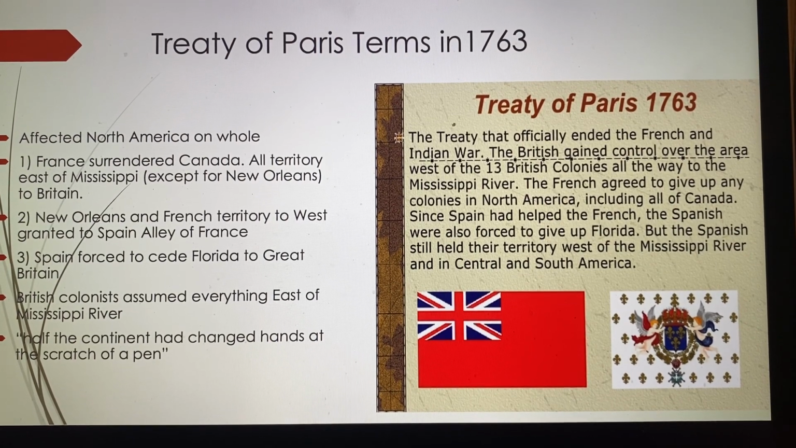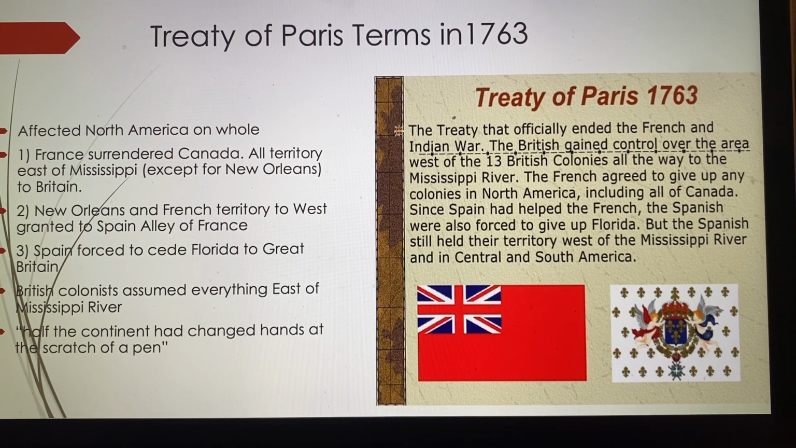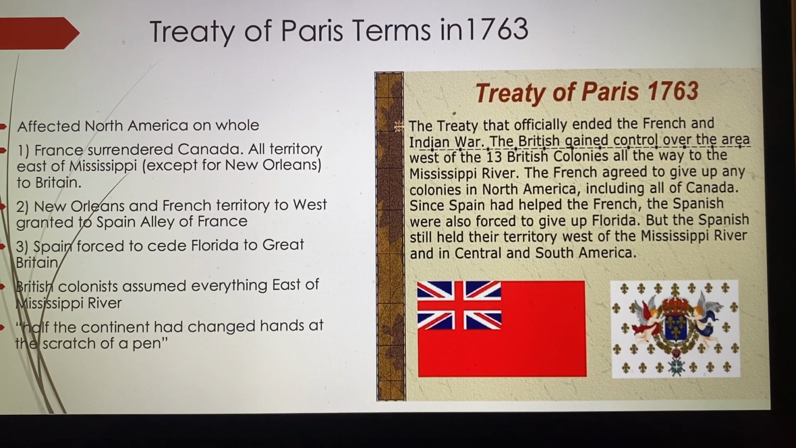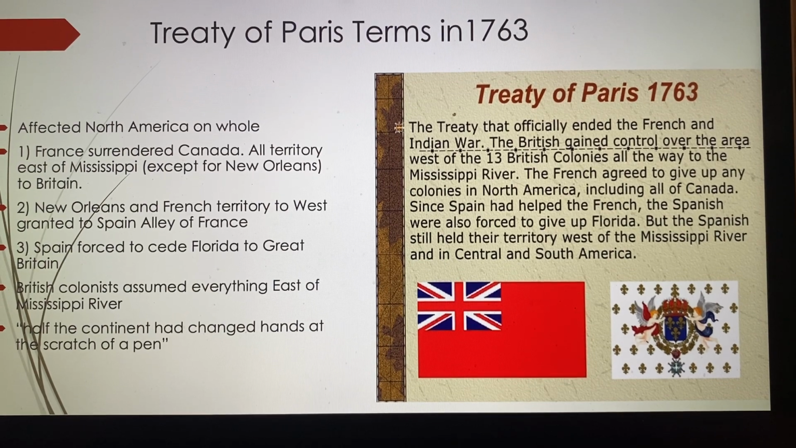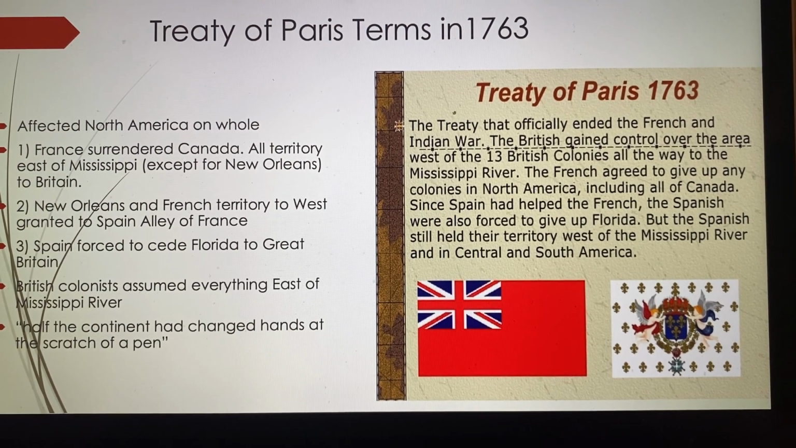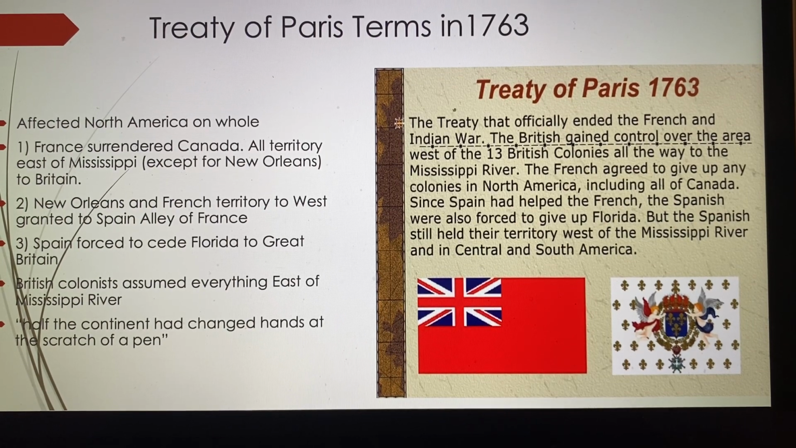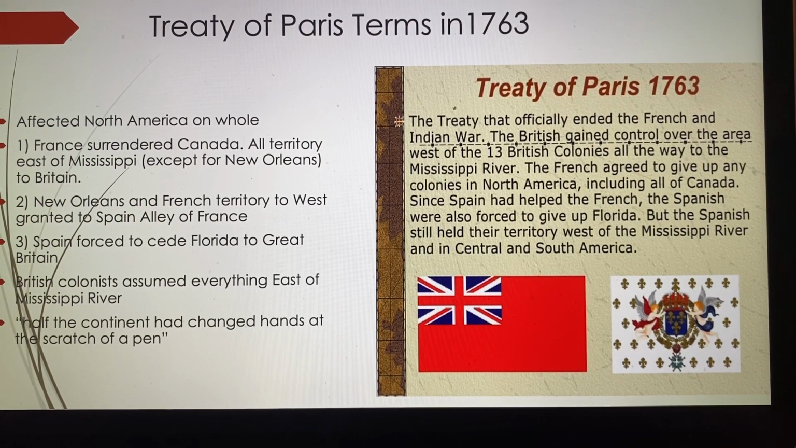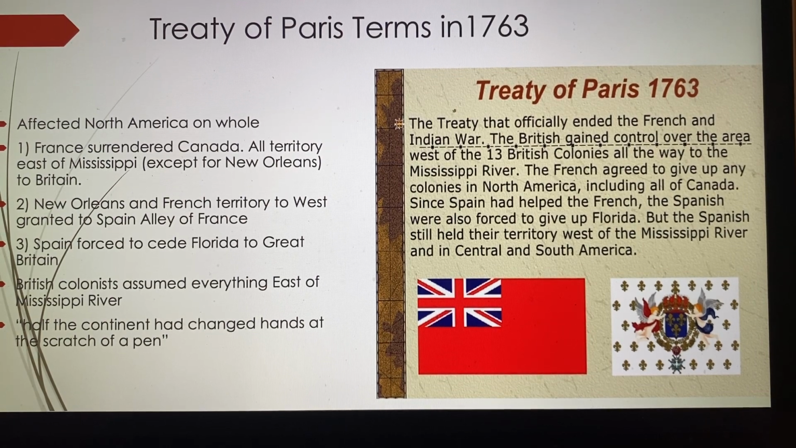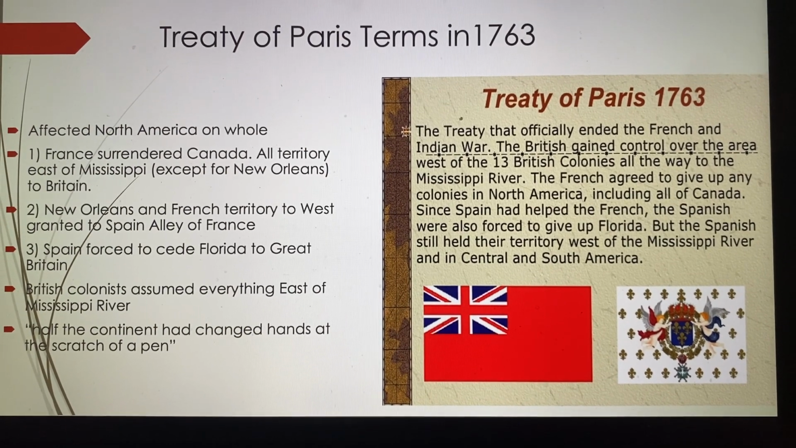New Orleans and the French territory to the west were granted to Spain and France. Spain was forced to give up Florida because Spain was fighting for the French too, right? They were against England. So they ended up giving Florida to Great Britain, which was a big deal. And the British colonies assumed everything east of the Mississippi River. Half of the continent now had changed hands at the scratch of a pen. Half of the continent was now going to be controlled by England and not France.